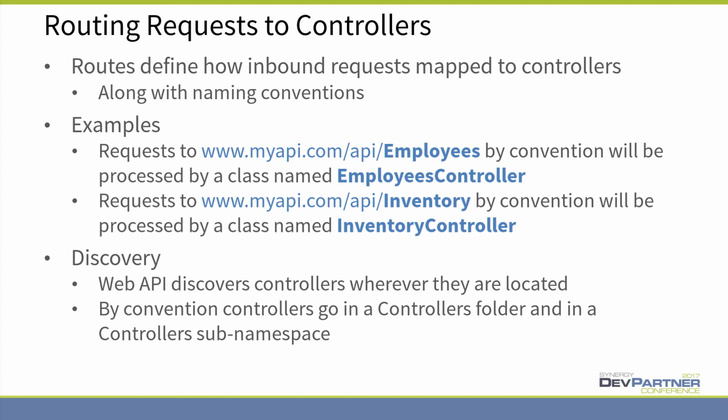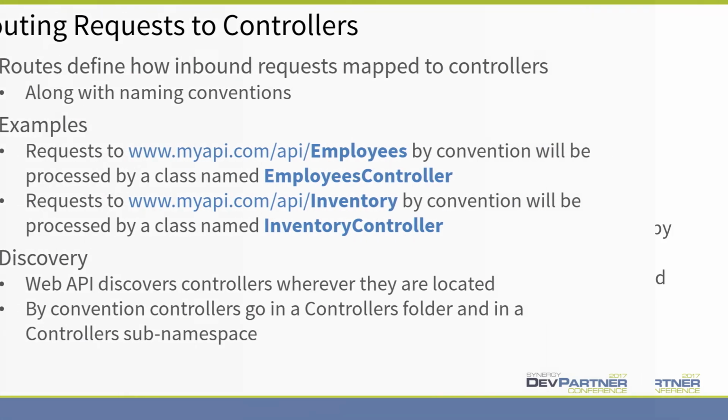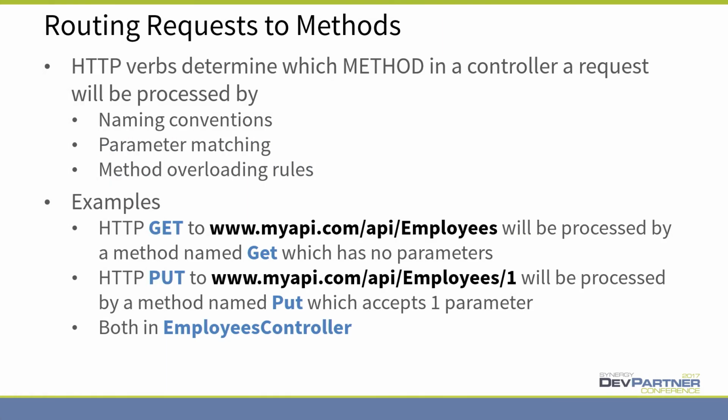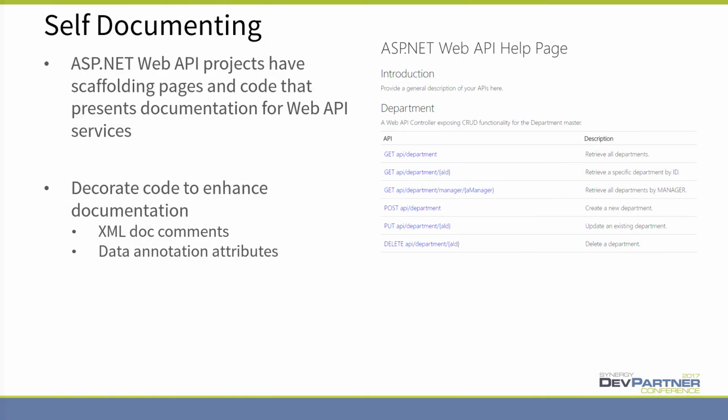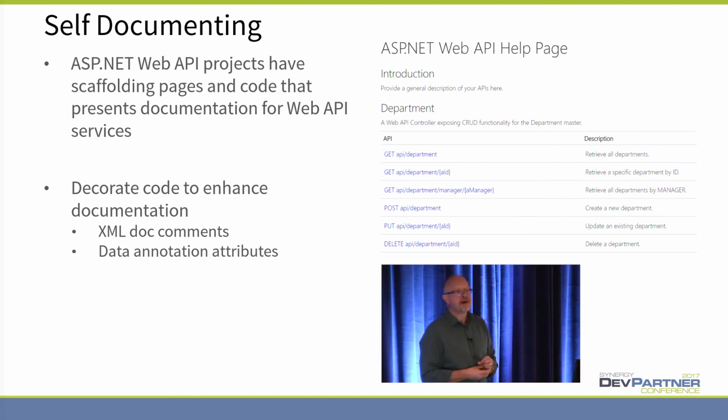So requests are routed to controllers. This is the naming convention thing that I just mentioned. Request to API/employees would be routed to employees controller. Request to API inventory go to inventory controller. And then the method is used to determine, and again, that's what this slide is talking to, the HTTP method is used to map to a specific operation method within the controller. Web API is also somewhat self-documenting. It does require a little bit of configuration, and again, in the other videos, in the more extensive videos, there's some examples of how to do that configuration.